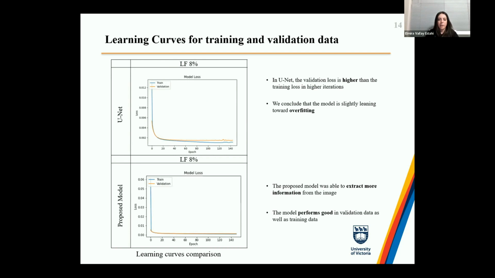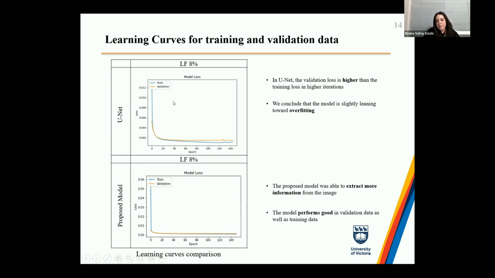So here we want to compare learning curves of U-Net with the proposed model. We use just a low frequency of 8%. The x-axis shows the number of iterations, and the y-axis shows loss. The orange line is showing validation, and the blue line is showing training.